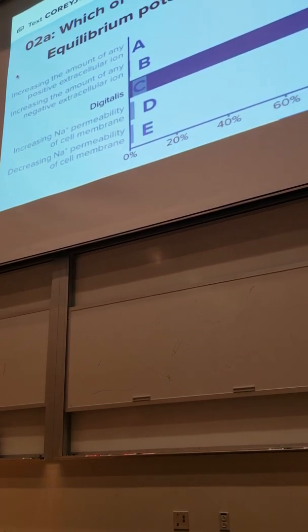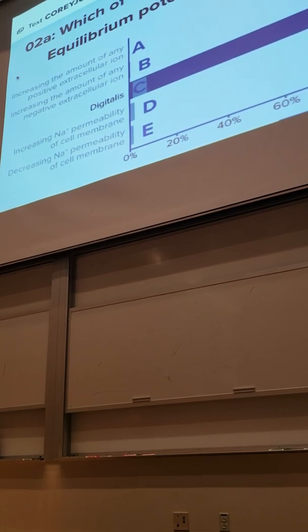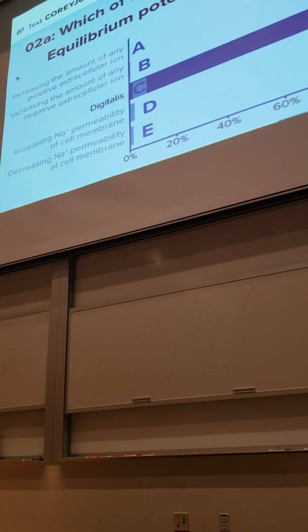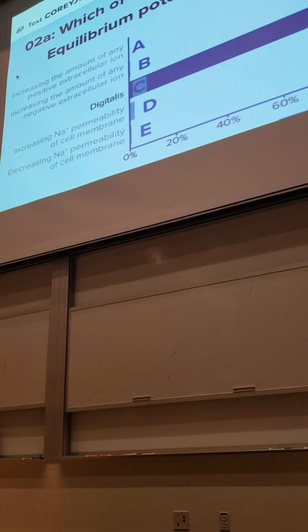Now, that said, if you have a cell with sodium and potassium permeability, and you increase the permeability of one of those channels, you're going to affect where the membrane potential lands. But you haven't affected the equilibrium potentials where those ions are trying to get to.